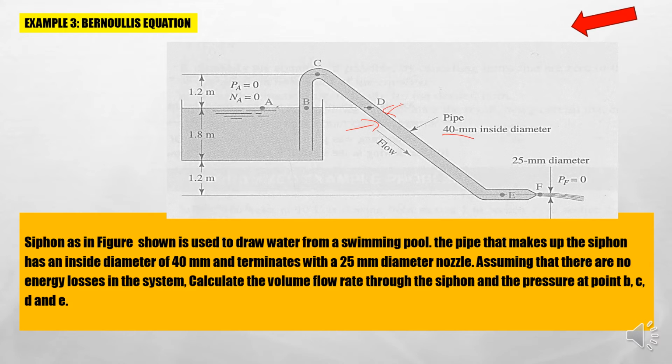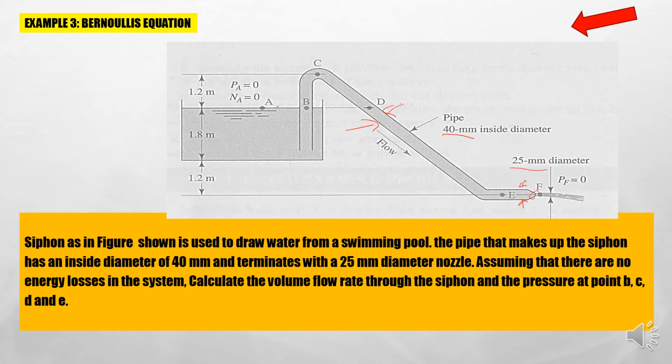It terminates with a 25 millimeter diameter nozzle. So the pipe is reduced in diameter toward the end, to 25 millimeter at the opening point here, the exposed point. Assuming there are no energy losses in the system, calculate the volume flow rate through the siphon and the pressure at points B, C, D, and E.